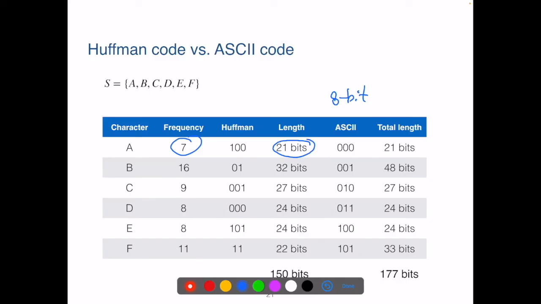Also, this example only includes 6 characters. With larger alphabets and higher frequencies, Huffman coding will show even more clear advantages. Huffman coding is optimal among all prefix codes. That is, there is no prefix code that uses a smaller total number of bits than the Huffman code.